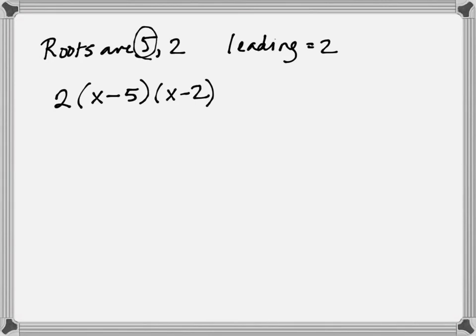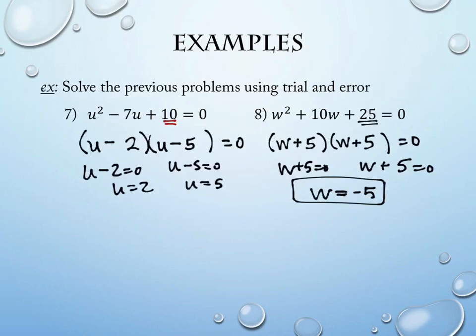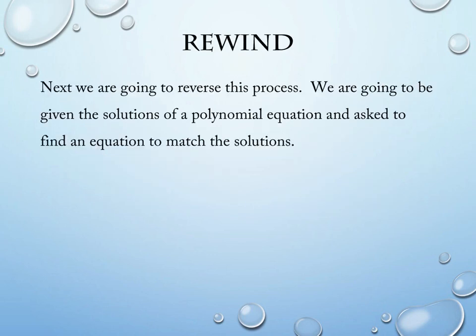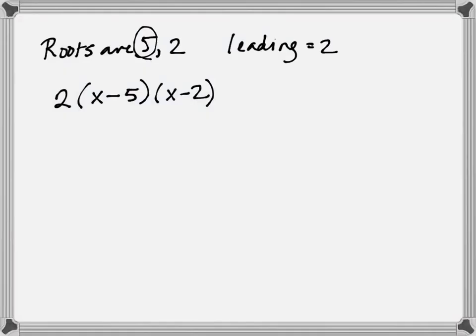And the reason that happens, let me just show you real quick from when you did it before, is do you notice u minus 2 corresponds to u equals 2? It moves. Remember that? u minus 5 corresponds to u equals 5. w plus 5 corresponds to w equals negative 5. It's always the opposite sign. And this is set equal to 0. Please remember set equal to 0, otherwise it's not an equation.